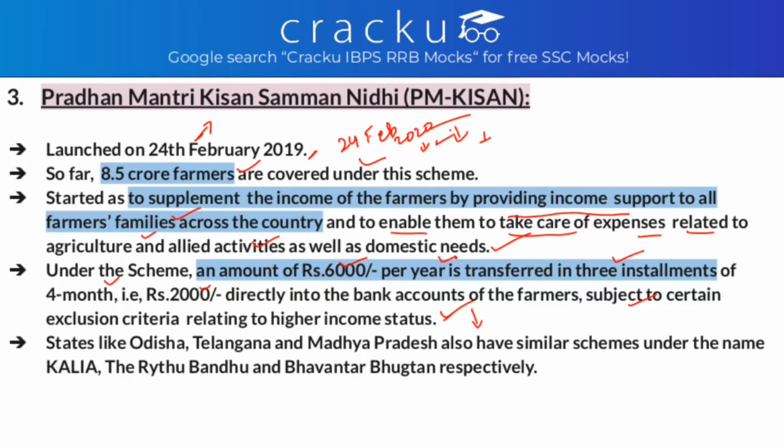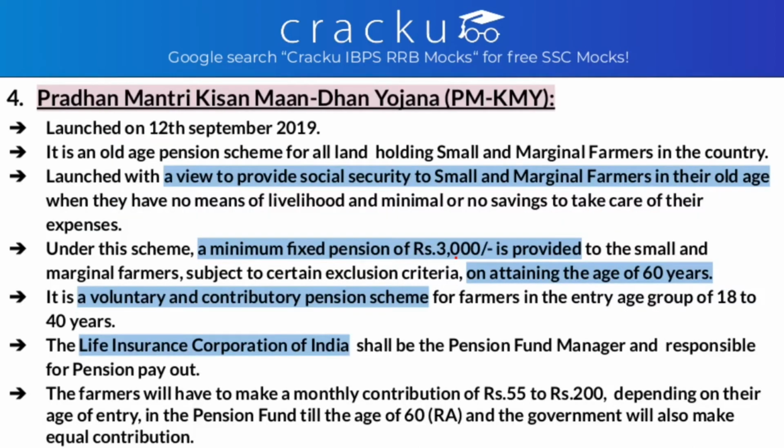So after this, let's see the other scheme, that is Pradhan Mantri Kisan Mandhan Yojana. We have all heard quite commonly of Pradhan Mantri Jan Dhan Yojana. This is not Jan Dhan Yojana, don't confuse it with that. It is Pradhan Mantri Kisan Mandhan Yojana. This was launched on 12th September 2019. So what is this? Basically this is an old age pension scheme for farmers holding small or marginal land in the country. Let me tell you the basic idea about this.